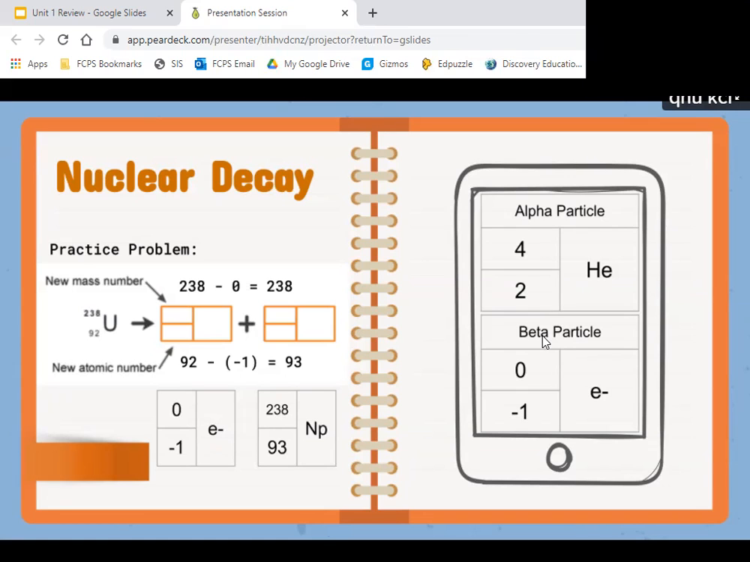Does this make sense to you guys? Because I do need to make sure, because this is definitely on the test, especially how to find the missing elements. If you guys want to practice more on that, please do so. It's also on the Gizmo, so feel free to do that.